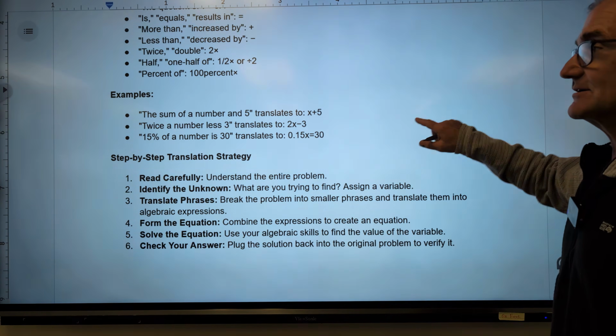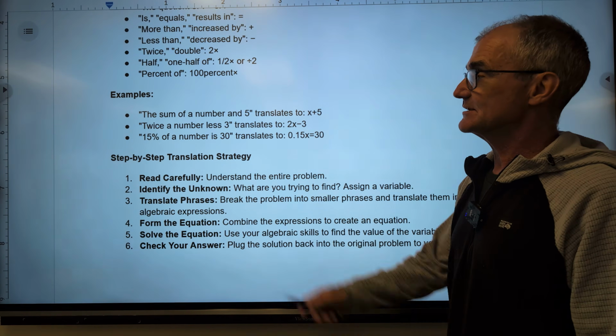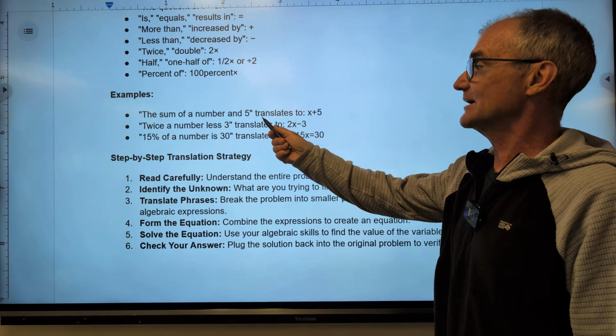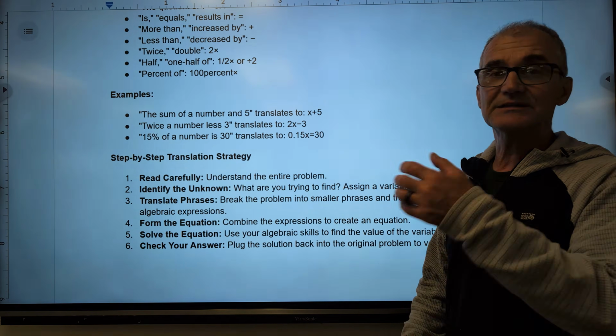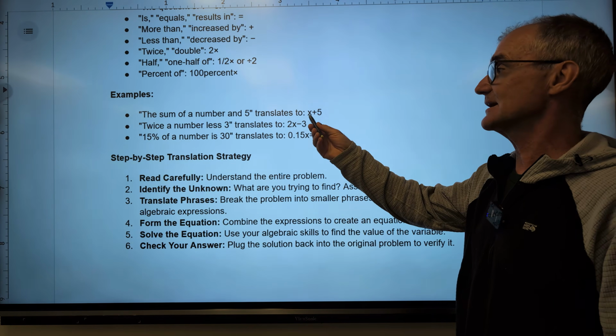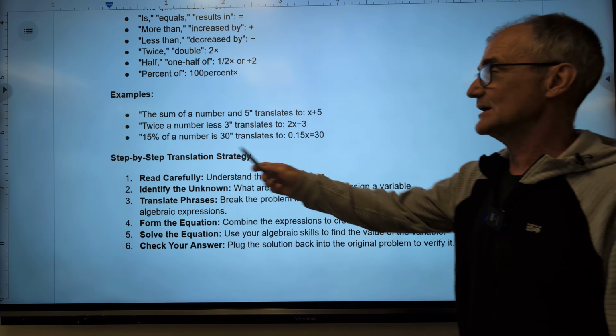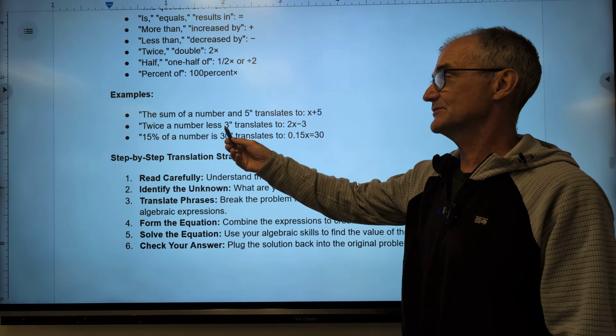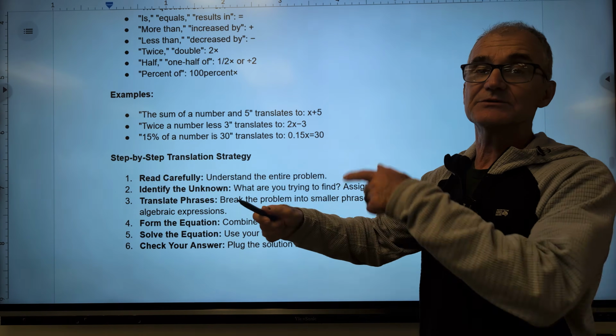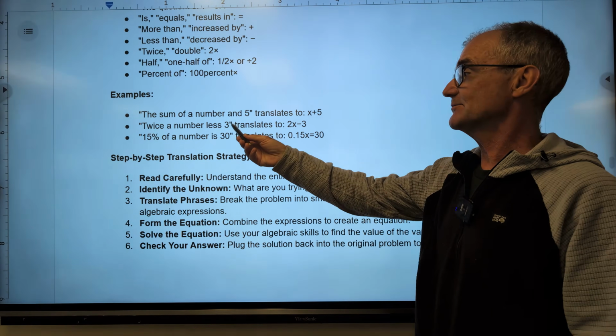Okay, so let's take a look at some of these examples here. The sum of a number and 5. Well, a number, I don't know what that is, so I call it x. And 5 means x plus 5. Twice a number, less 3. Twice a number, 2x, less, minus 3.